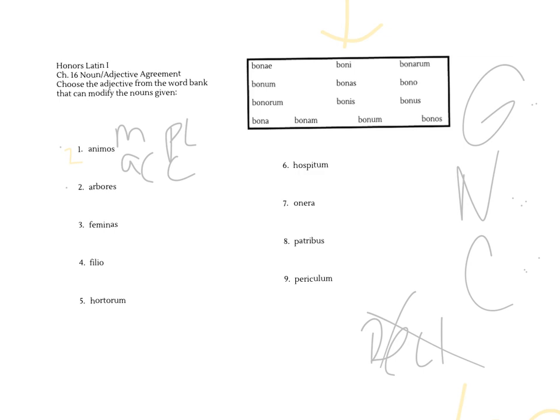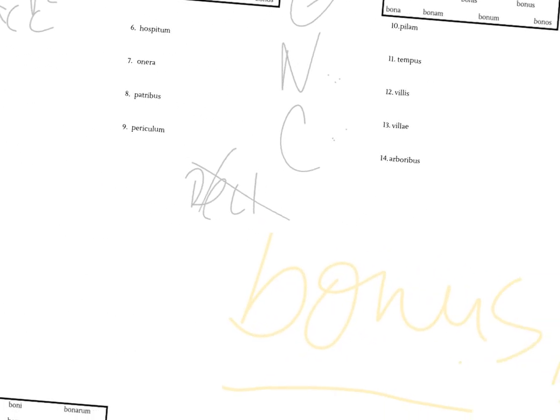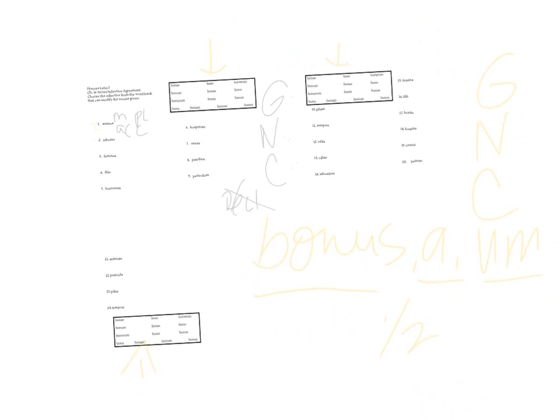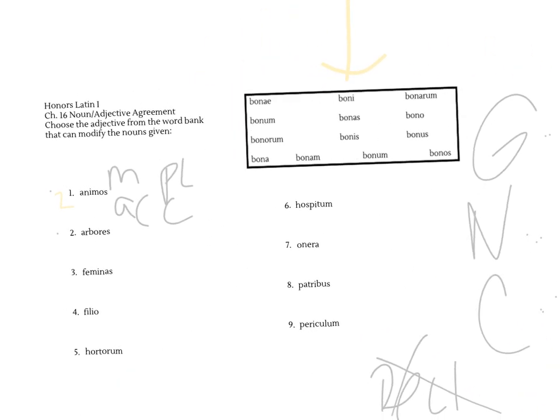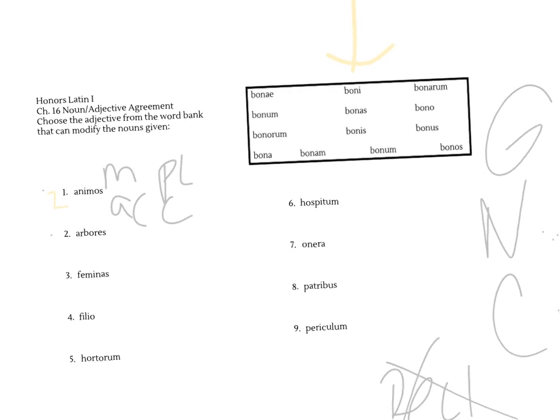Okay? And if you remember that bonus, we said that bonus is a 1-2. So when we reviewed this before, 1 goes with the feminine, and 2 goes with both the masculine and the neuter. Because our word animos is masculine, that means that we're working with second declension endings. Now, we already decided that this word animos was second declension. So because bonus can be second endings and animos is second endings, guess what, guys? They're going to have the same endings.